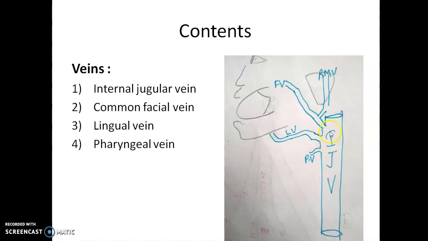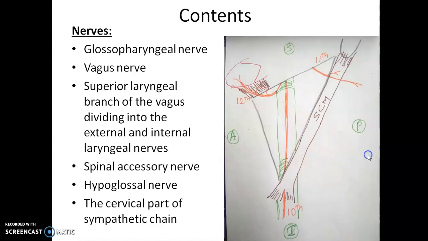Other contents include the vein, the internal jugular vein. It is a partner for the carotid arterial system. This internal jugular vein receives the facial vein. The facial vein joins with the anterior division of the retromandibular vein to form the common facial vein, which then ends up in the internal jugular vein. The vein draining the bottom of the tongue is the lingual vein. Then there is also one vein from the pharynx, called the pharyngeal vein. So all these veins will end up in the IJV. The internal jugular vein is a partner for the carotid arterial system.